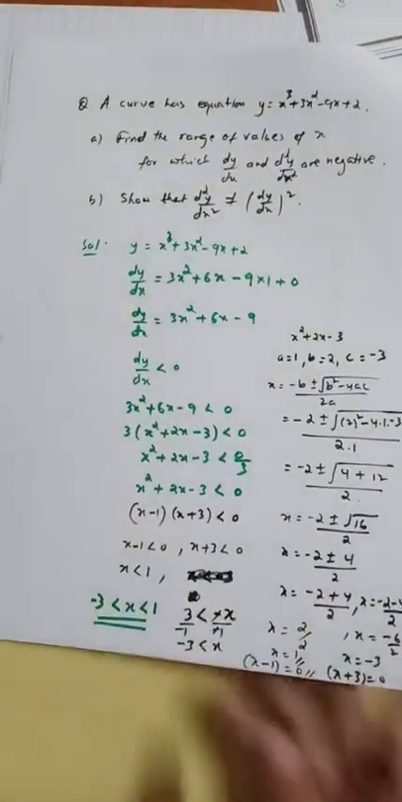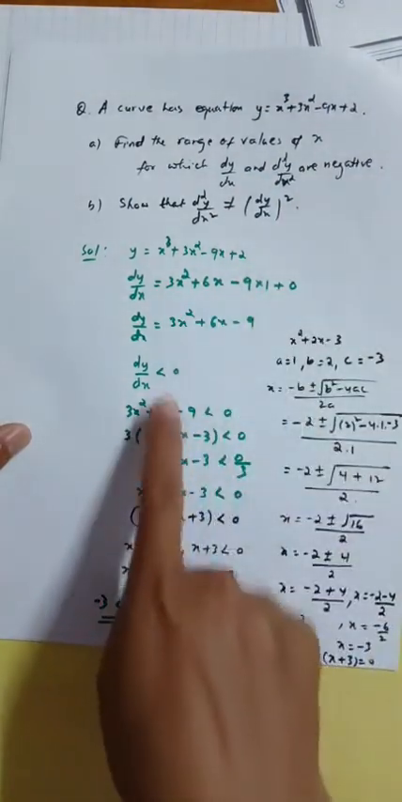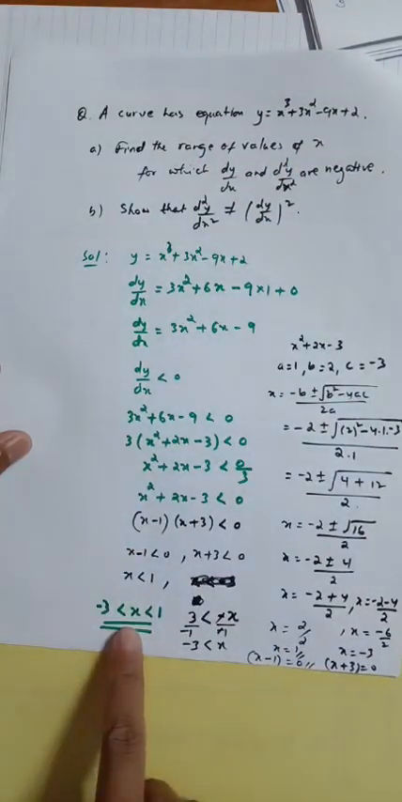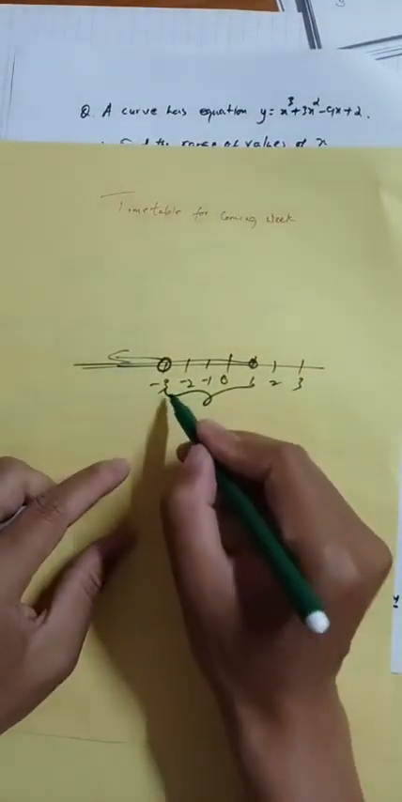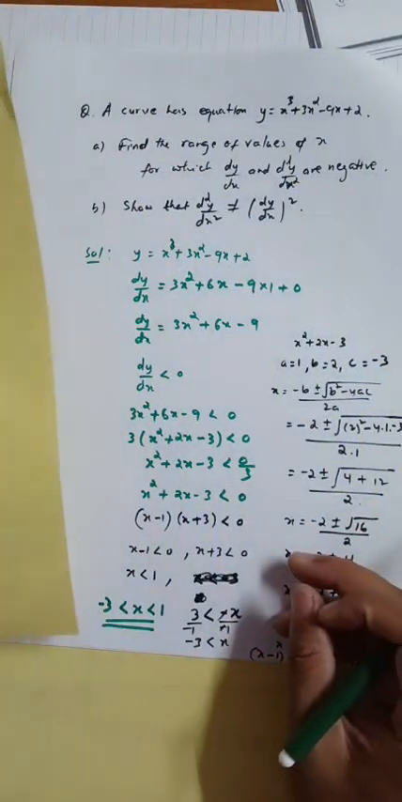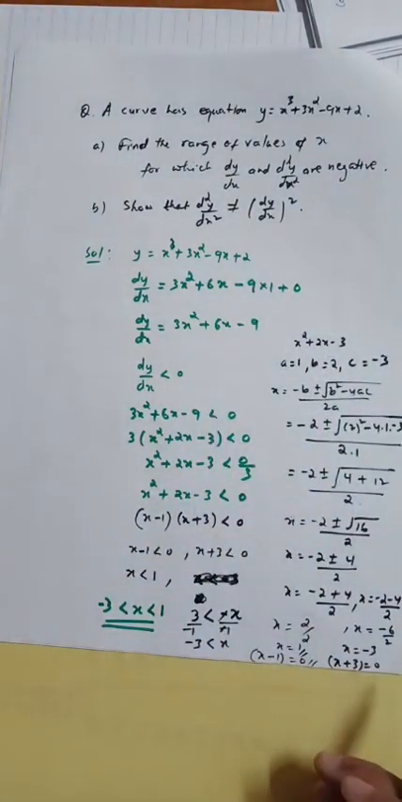Next, for the second derivative, we find the range of values of x where the first derivative is negative, less than 0. So the values of x are from negative 3 to positive 1, and the first derivative is negative in this range, as you can see on the graph.